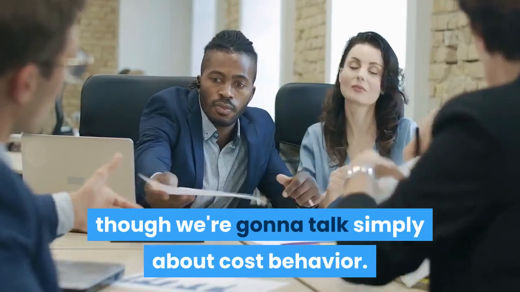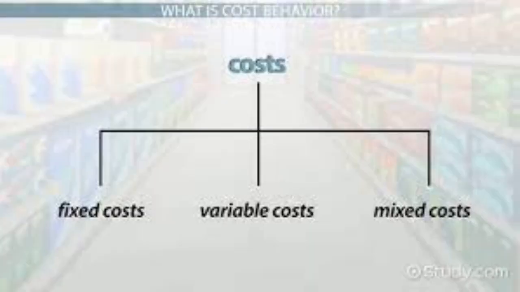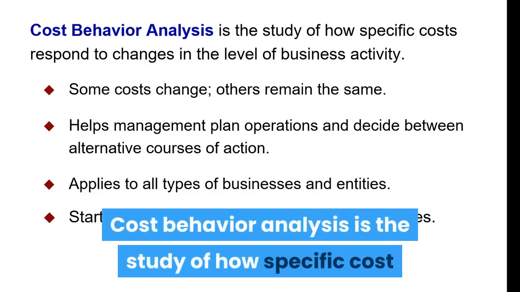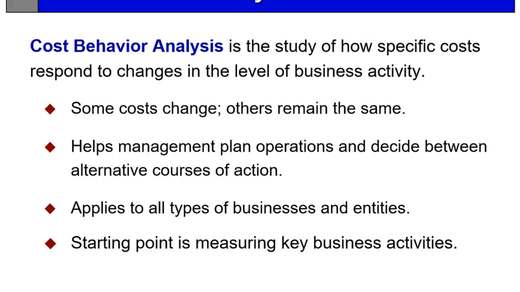In this first module, though, we're going to talk simply about cost behavior. First, we're going to distinguish between what is a variable cost and what is a fixed cost. Then we're going to introduce mixed costs and then the contribution margin. Cost behavior analysis is the study of how specific costs respond to changes in the level of business activity. Most of the time that level of business activity is sales or production, but it can be other things.